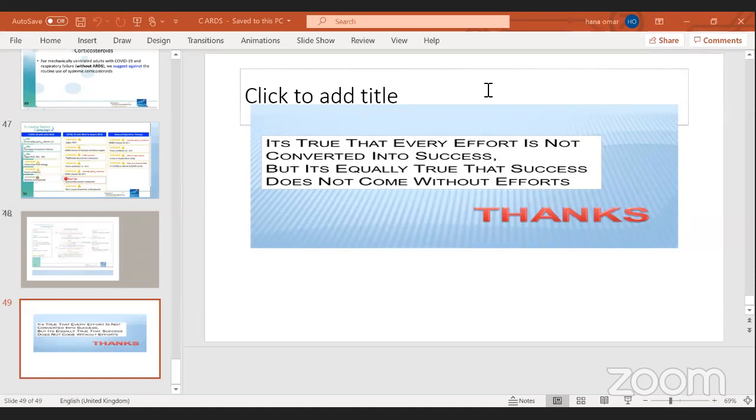Then there is a question, what about awake proning? How many minutes? Usually apply from 30 minutes to 2 hours according to patient response. And then you can check your respiratory rate and oxygen saturation. Then you can rest your patient supine, then you can put him prone again according to your patient response.